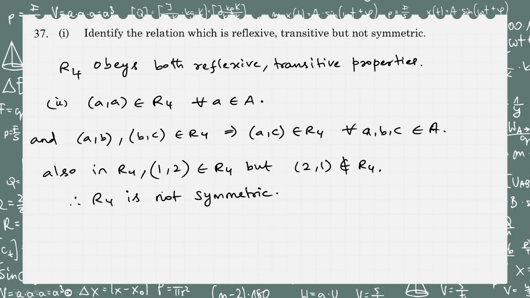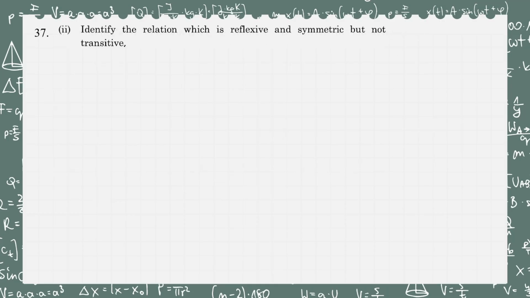Therefore, R4 is the only relation which is obeying reflexive and transitive but not symmetric property. So that's the end of our first subdivision. Let's move on to the second one.